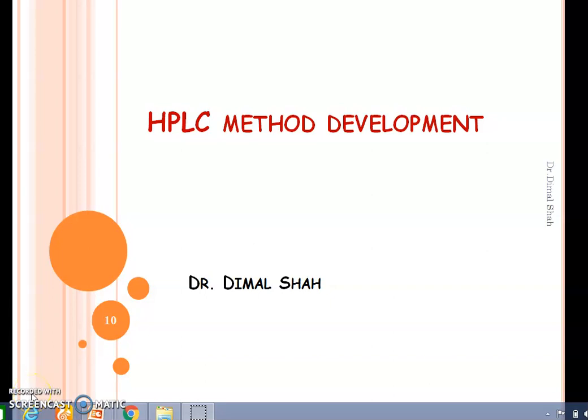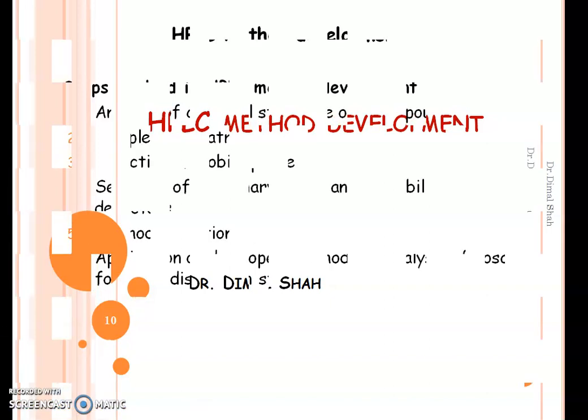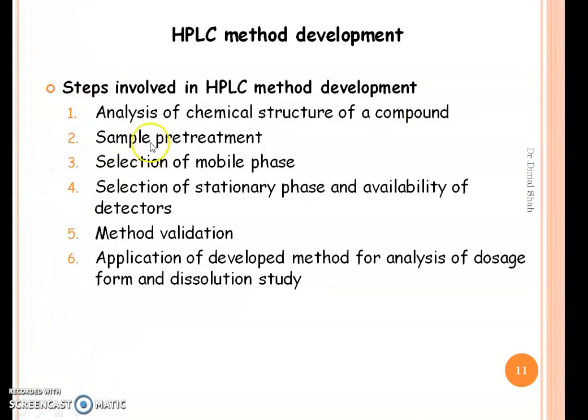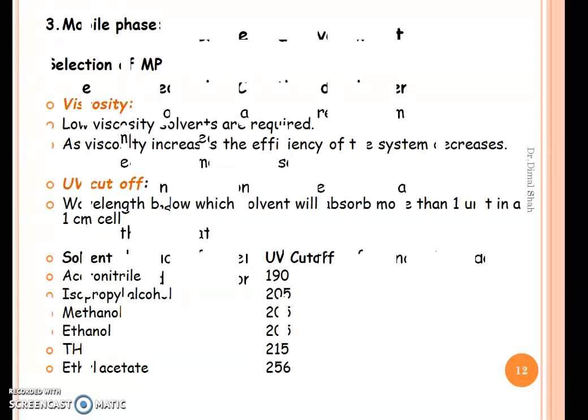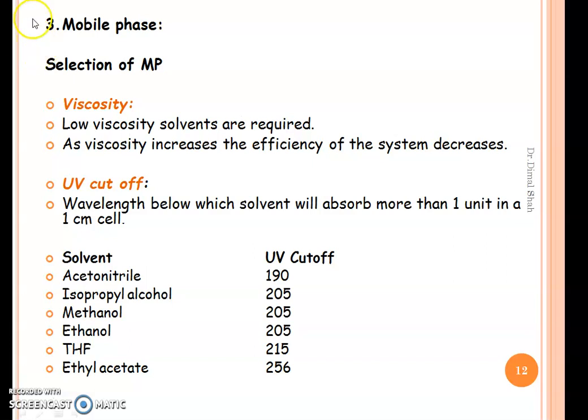Friends, in the last lecture we discussed HPLC method development with respect to sample requirement and sample pretreatment. Now, in this talk, we will discuss HPLC method development with respect to the selection of the mobile phase and the selection of the stationary phase. Let's first take the role of the mobile phase.